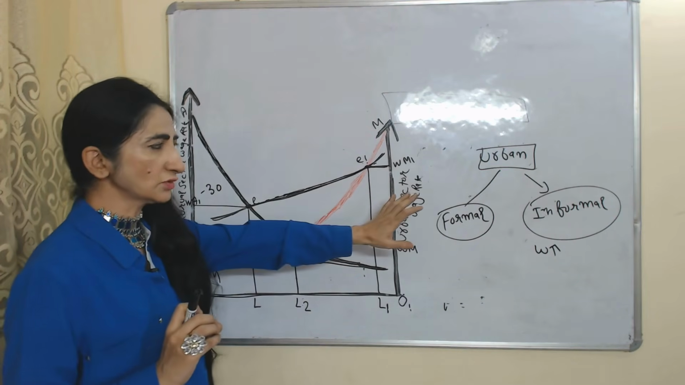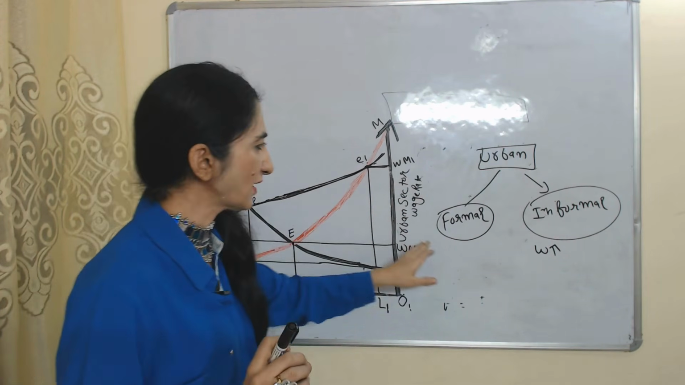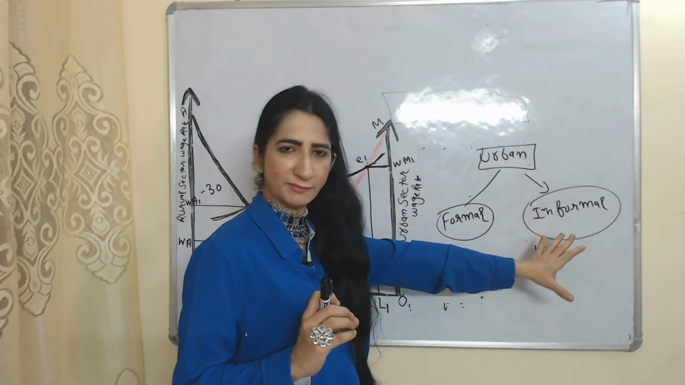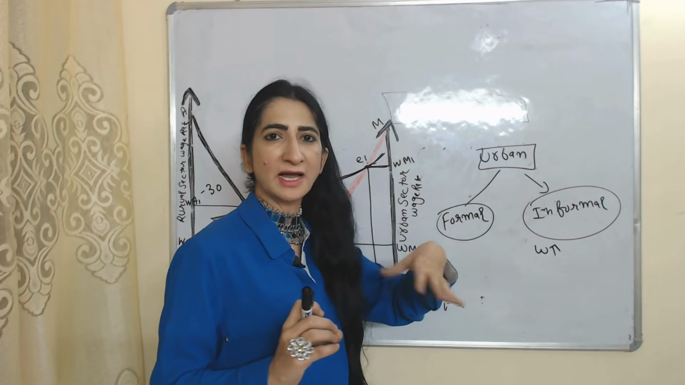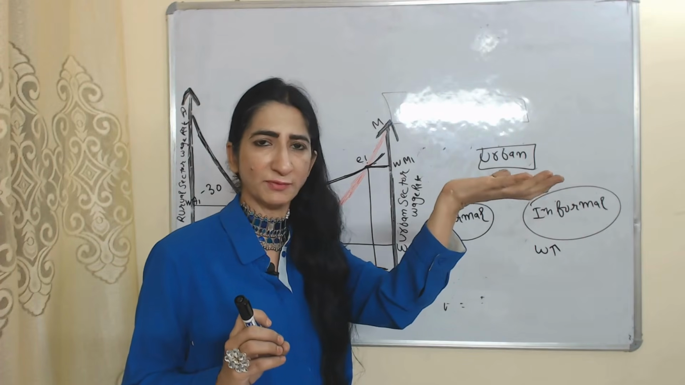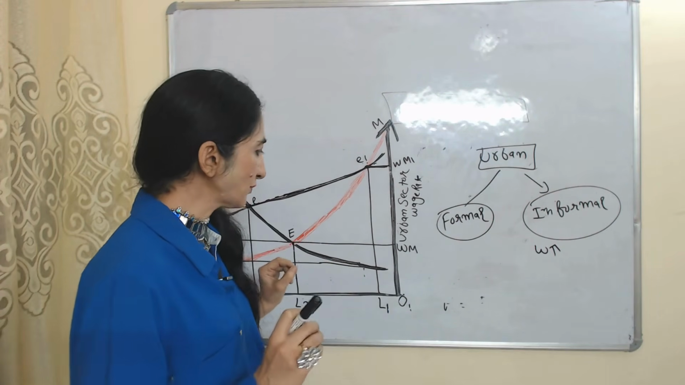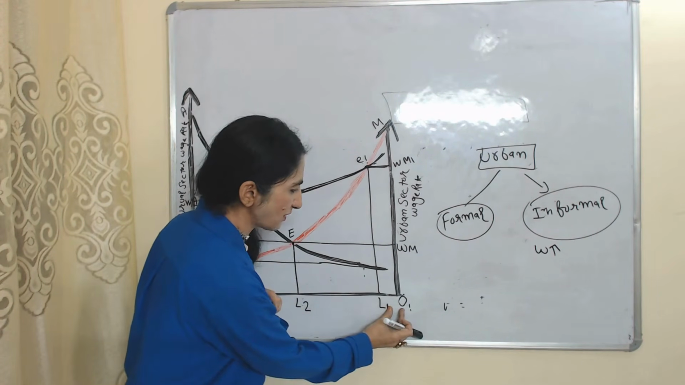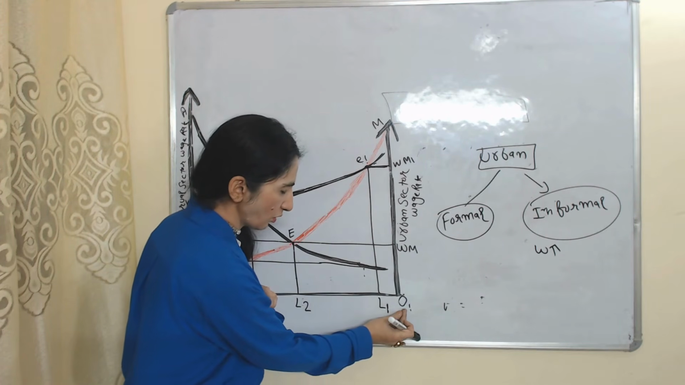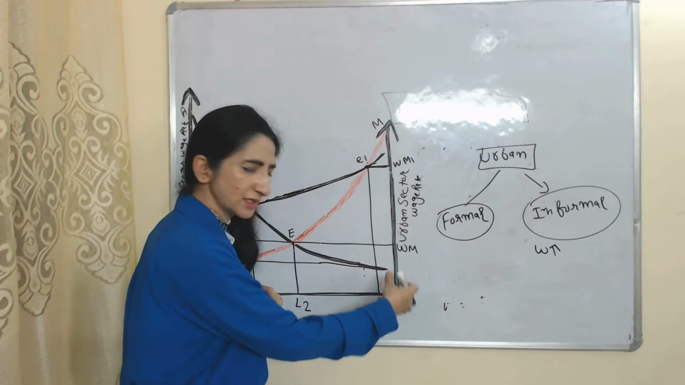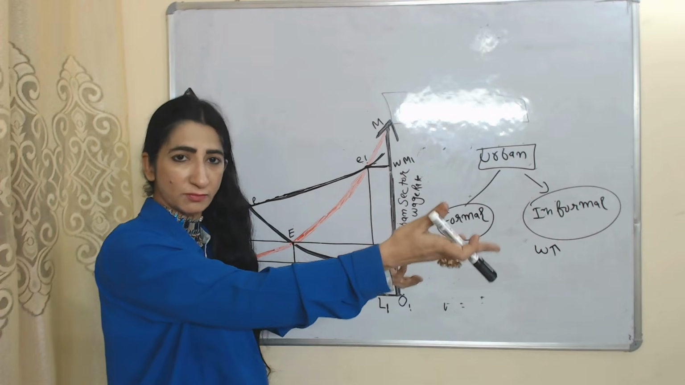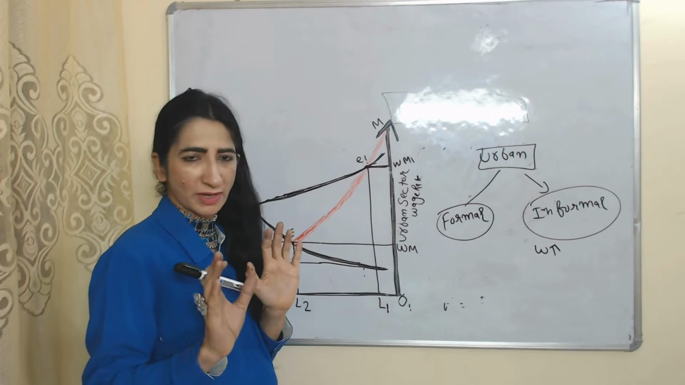So, according to this model, the urban sector is divided into two parts, formal and informal. The formal sector is a highly organized sector and pays a higher wage rate. But it can provide employment to only this amount of people. Only O1L1 people are working in the urban formal sector because they don't have more requirement.